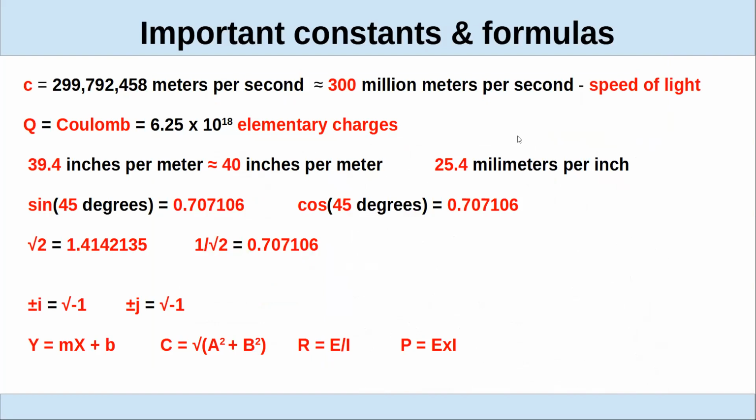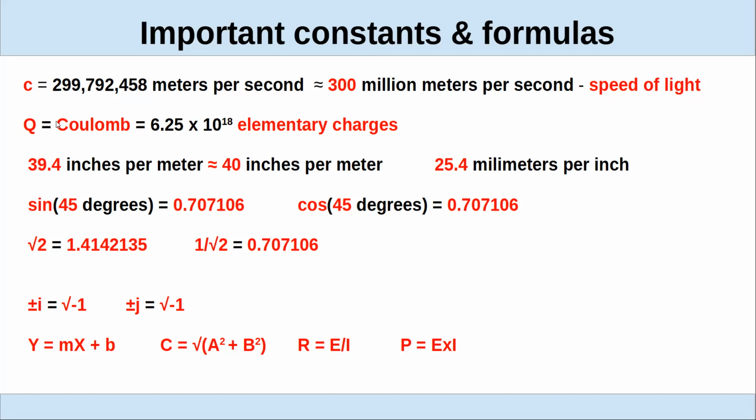Okay. Probably the most important constant that you'll deal with is the speed of light. It's a nasty looking number of meters per second, which we rounded off or approximated to 300 million meters per second. It makes it a lot easier in the calculations, and it's close enough.